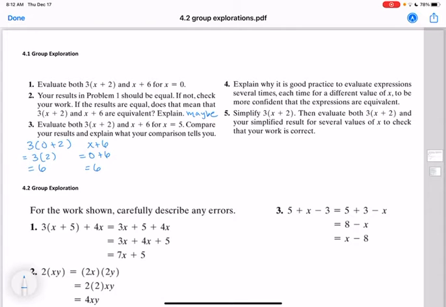Now for number 3, it says evaluate those same two expressions, but now instead of 0, they want me to plug in 5. So go ahead and do that and see if you get the same thing. And then go ahead and try to answer number 4, which says explain why it is good practice to evaluate expressions several times, each time for a different value of x, to be more confident that the expressions are equivalent. Okay, so try that. Pause, come back when you're ready.